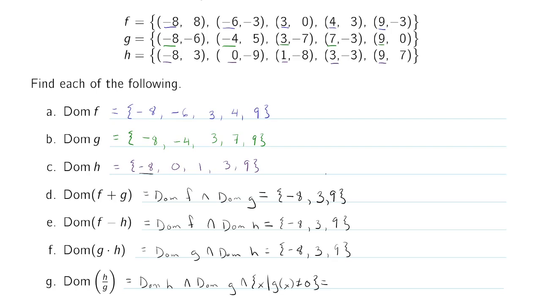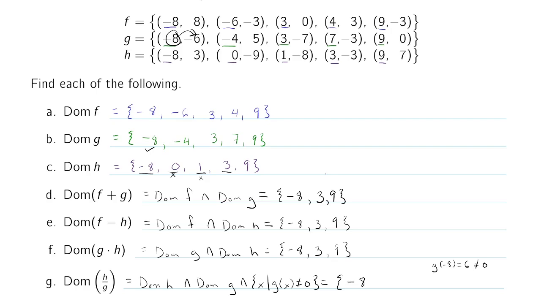So -8, also in the domain of g. g of -8 is 6, which is not 0. So -8 can be in this set. Next, 0 is in the domain of h, not in the domain of g. That's not in the set we're building. 1 is in the domain of h, not in the domain of g. That's out.